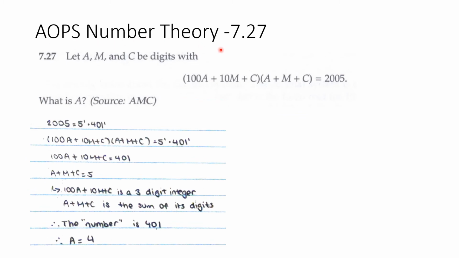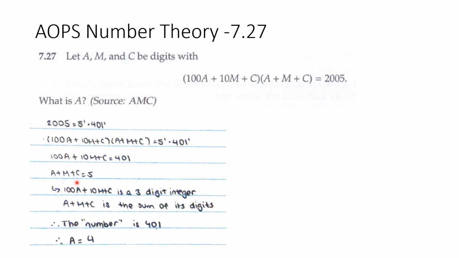AOPS number theory 7.27. Let A, M, and C be digits with (100A plus 10M plus C) times (A plus M plus C) equal to 2005. What is A? So 2005 is equal to 5 to the power of 1 times 401 to the power of 1, which means 100A plus 10M plus C is equal to 401, because it has to be equal. One of them is 401 and the other is 5. And since this one is the bigger one, this one must be 401.